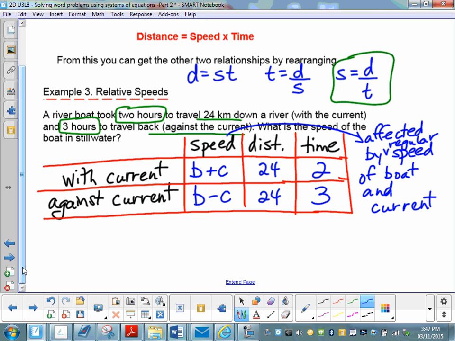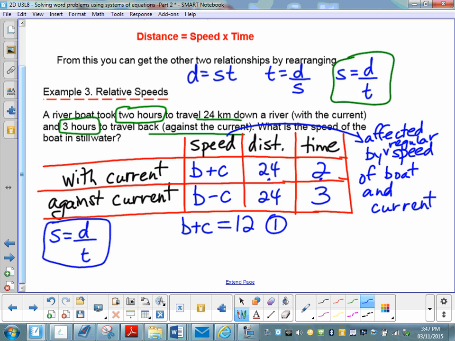Once we get everything plugged into the table, here's where we use the formula. I'm going to use the formula speed equals distance over time to help write the two equations here. In the first one with the current, speed is B plus C equals distance over time. So 24 divided by 2 is going to give us 12 there for equation 1. In equation 2, B minus C equals 24 divided by 3, so distance divided by time is going to be 8.